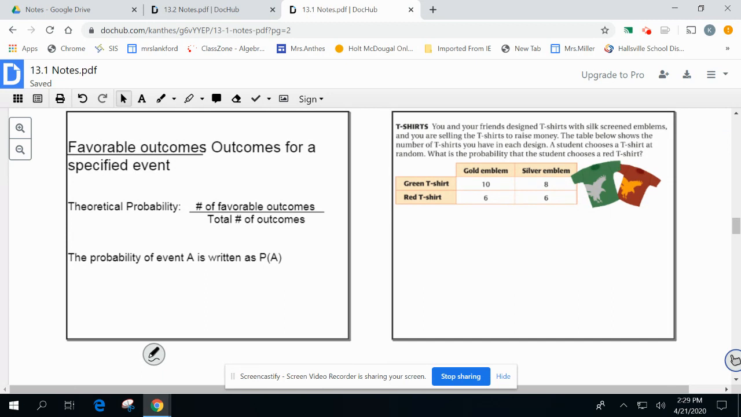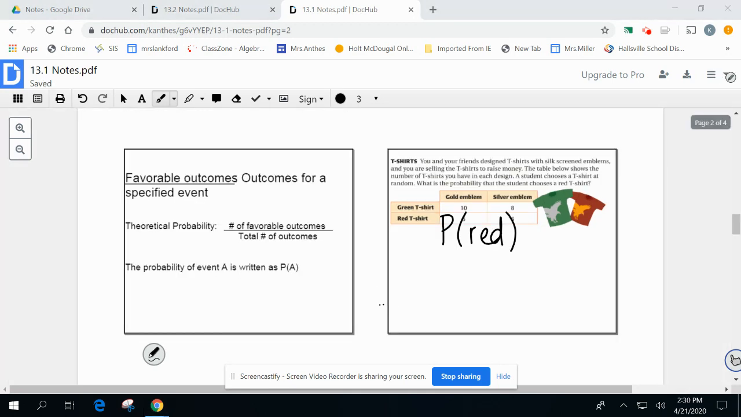Favorable outcomes are outcomes for a specified event. Theoretical probability is the number of favorable outcomes over the total number of outcomes. We represent probability by putting a P for probability. In this problem, you and your friends designed a t-shirt. The table shows the number of t-shirts you have in each design. A student chooses a shirt at random. What's the probability that a student chooses a red shirt? So we're going to do the probability of a red shirt, and we'll use the number of red over the total amount.